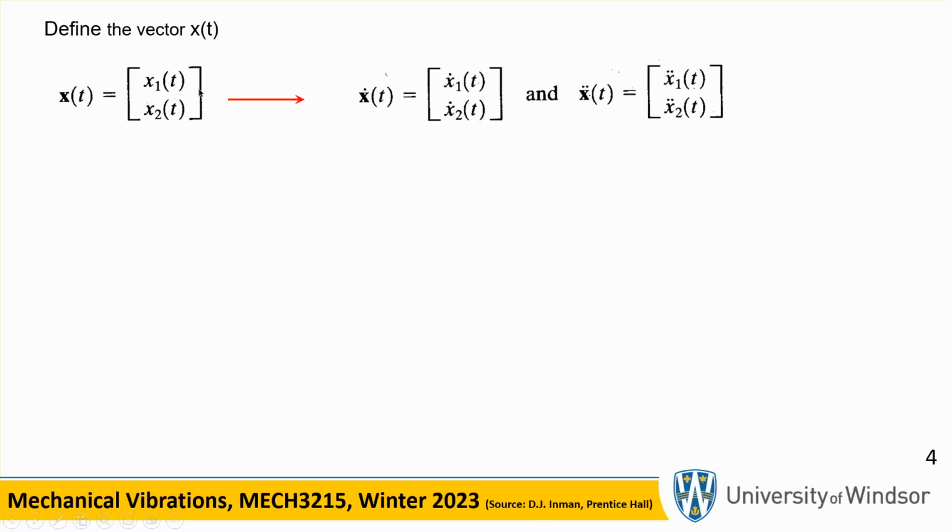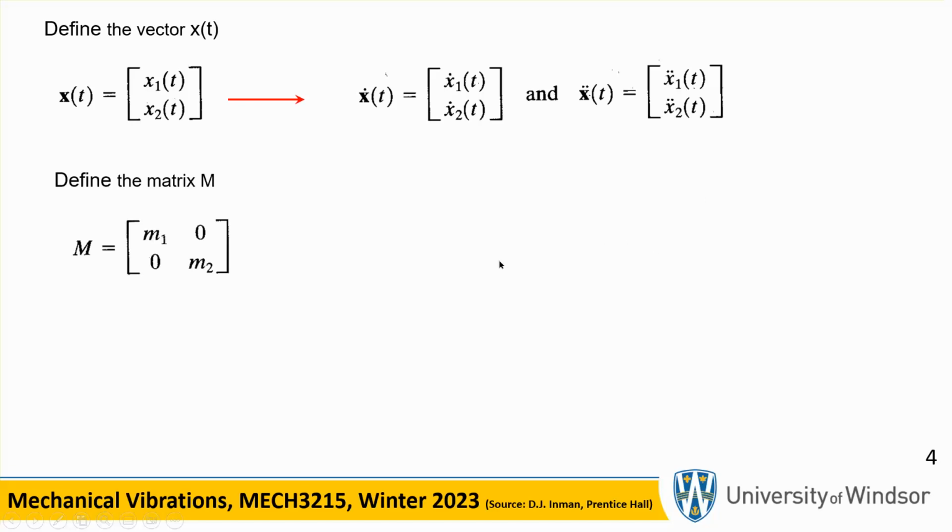Now, if you take this and differentiate it, obviously you're going to get the derivative of the first component and the derivative of the second component. And the vector x double dot is going to be x1 double dot and x2 double dot. These are obvious.